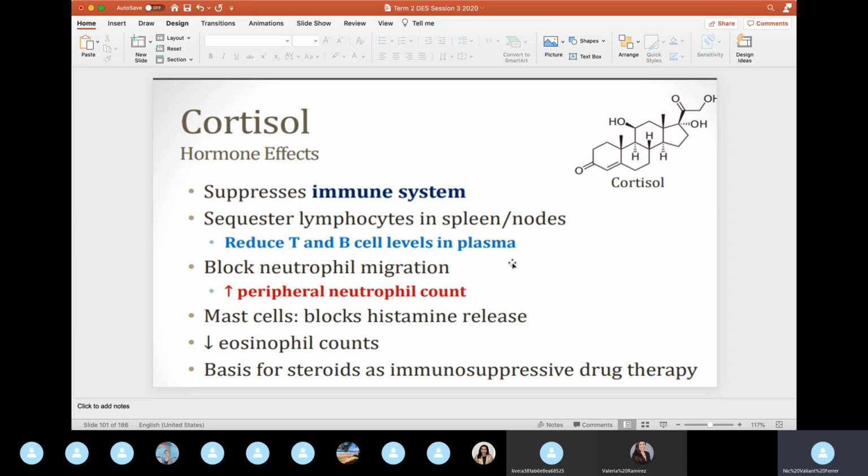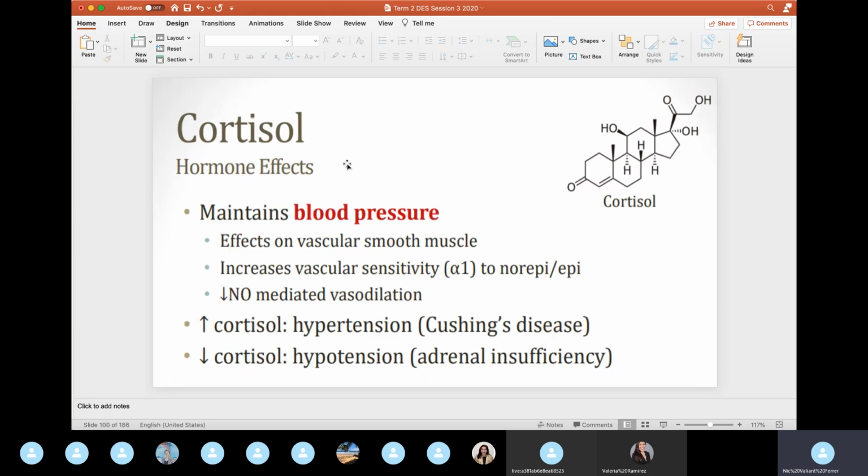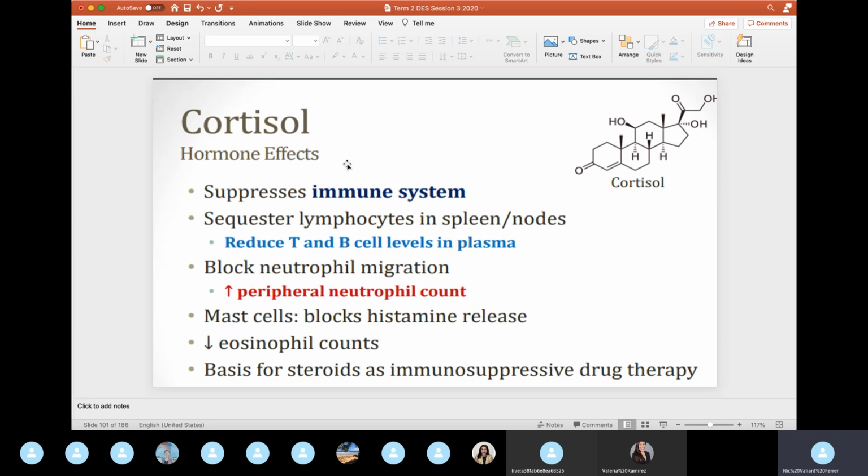There's a lot of effects of cortisol. Do I need to know them? Yes. What are the big ones? First, blood pressure. It maintains blood pressure. Next, it suppresses the immune system. Reduced T and B cells in the plasma. And then it blocks neutrophil migration.